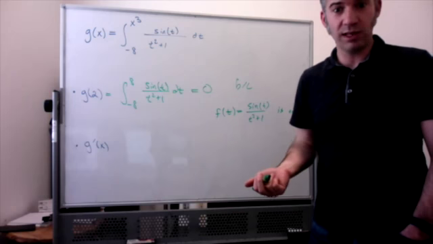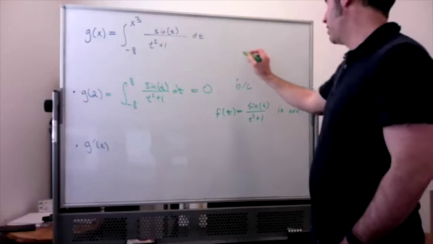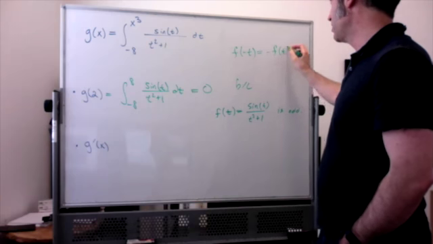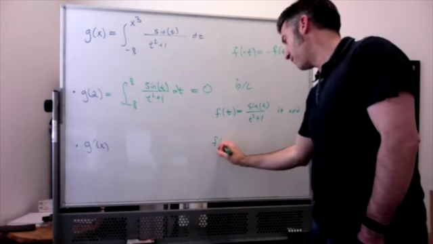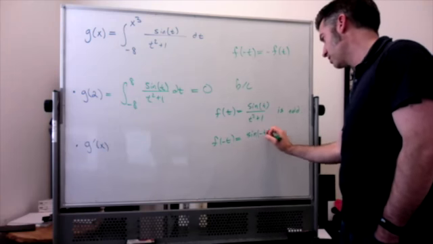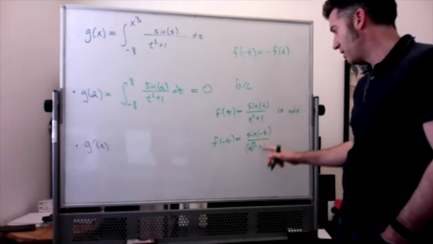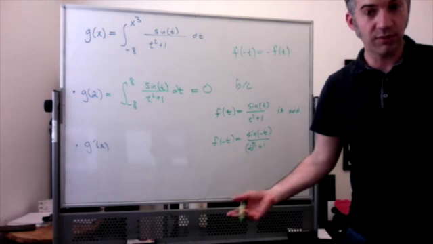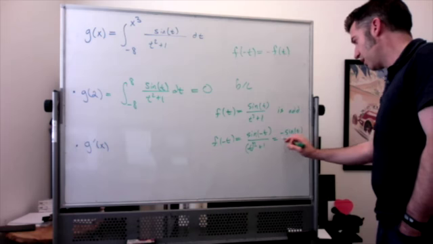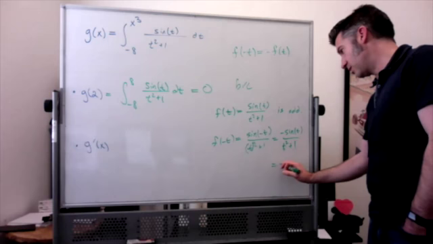If she asks you a question like this, she might want you to show it's odd. To show the function's odd, you have to show that f of negative t equals negative f of t. Here, f of negative t is sine of negative t over negative t squared plus 1. Sine itself is an odd function, so sine of negative t is negative sine of t, and negative t squared is just t squared plus 1. And this is equal to negative f of t.